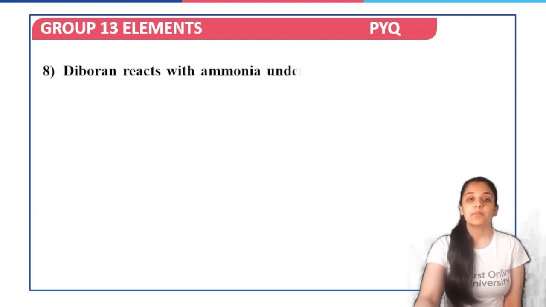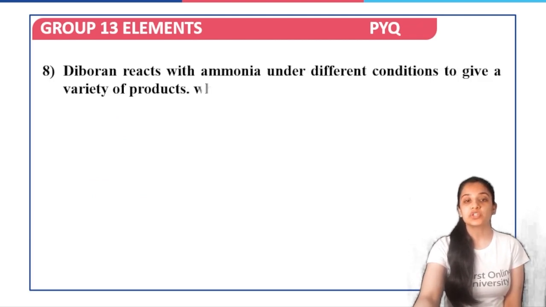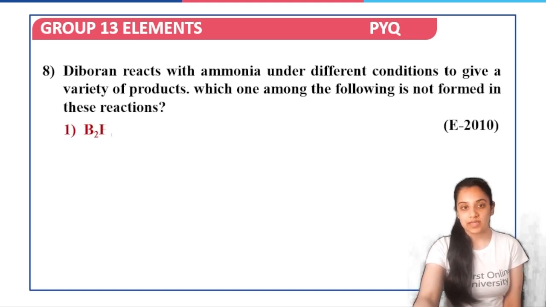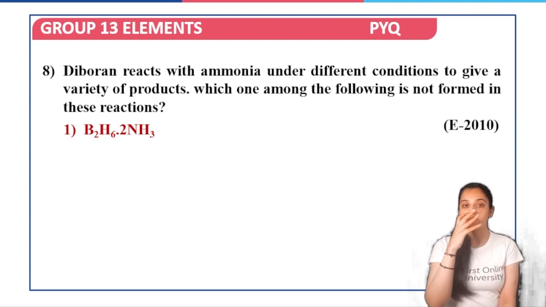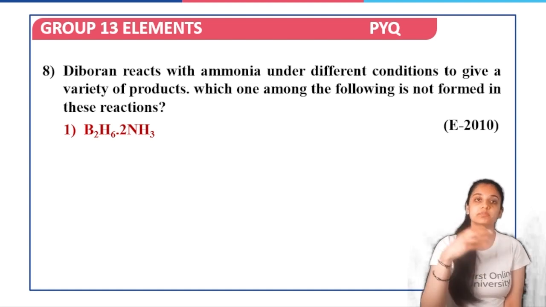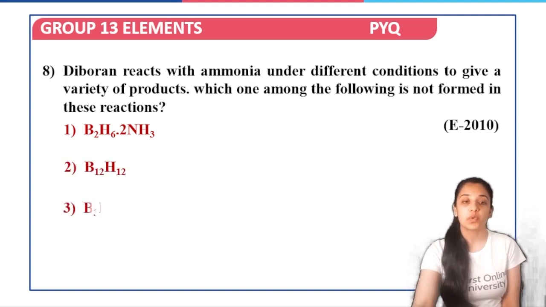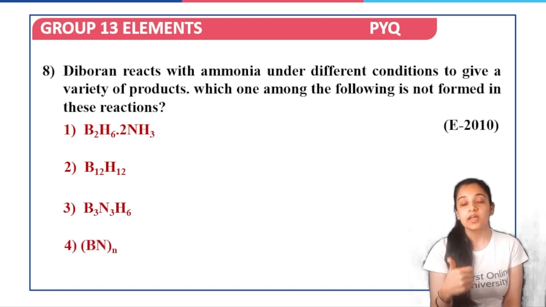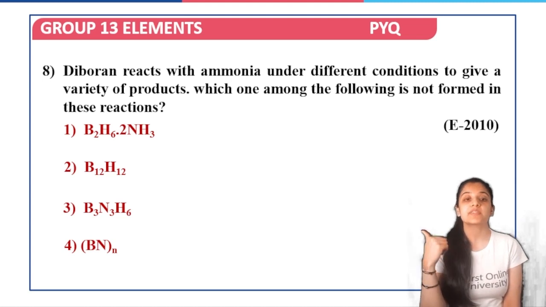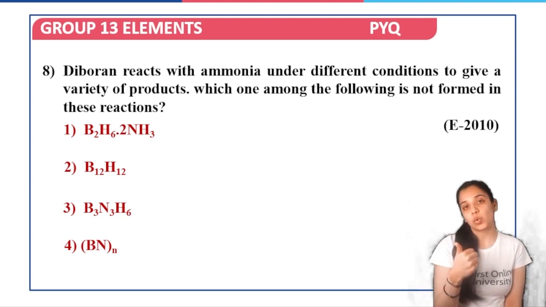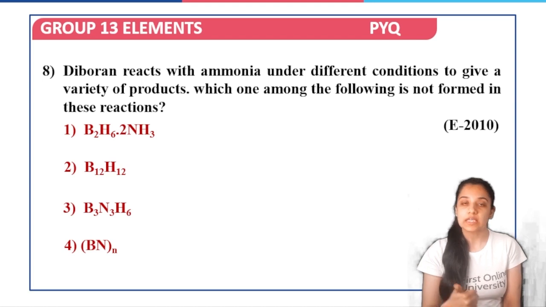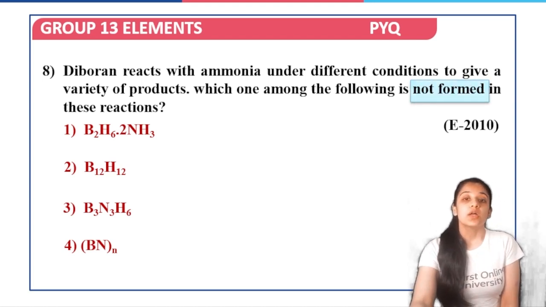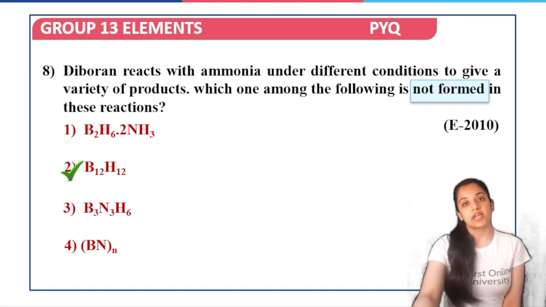Next question is, diborane reacts with ammonia under different conditions to give a variety of products. Which one of the following is not formed in these reactions? So we have seen that B2H6 reacts with ammonia to give a variety of products. We have seen that the first product, which is an addition product, is formed. We have seen that borazole, that is inorganic benzene, option 3, is also formed. It can also undergo polymerization. Therefore, not formed is B12H12.